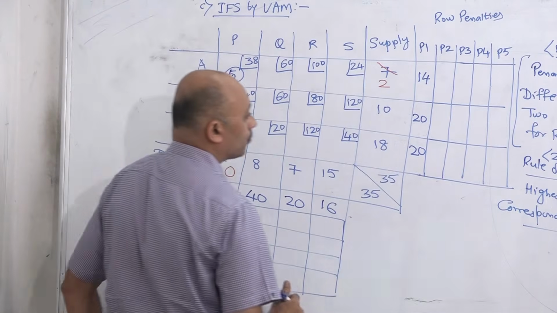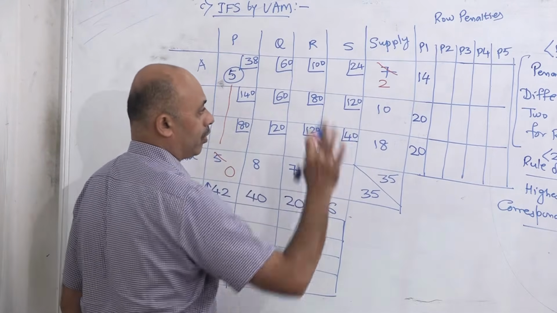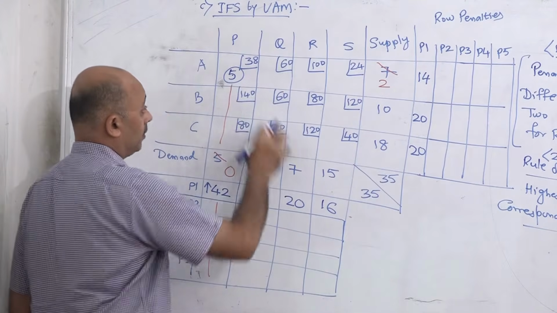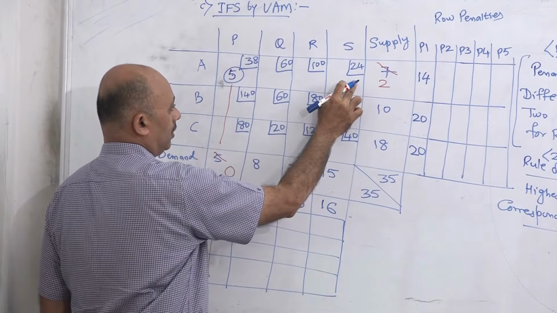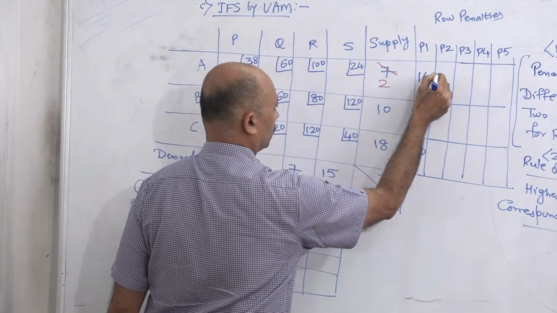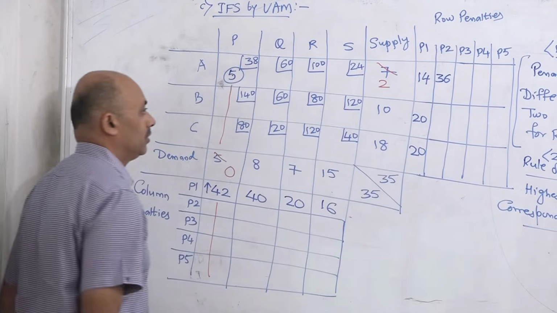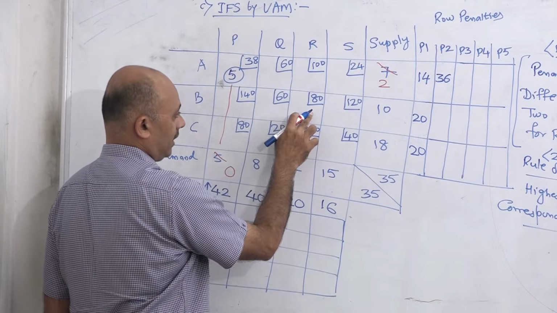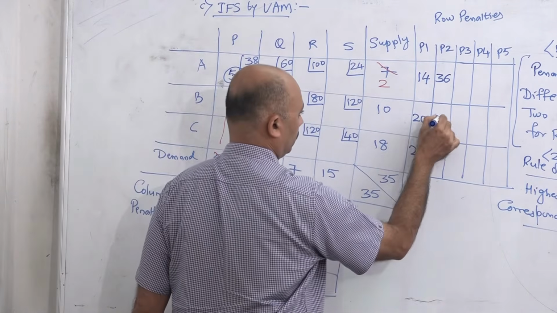Now we will go in P2 and follow the same method, point number 1: difference between two lowest costs. Now minimum cost is 24 and next is 60. So 60, 24, so difference is 36. So now our penalty is 36. In B, minimum is 60, next is 80. So 60, 80, difference is 20.